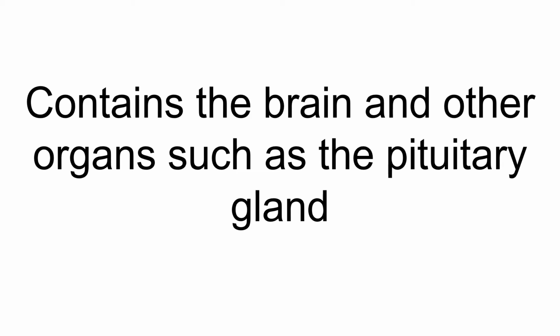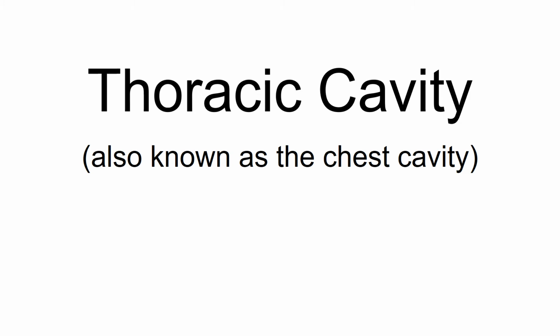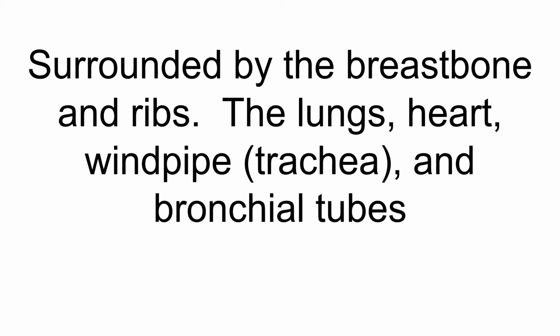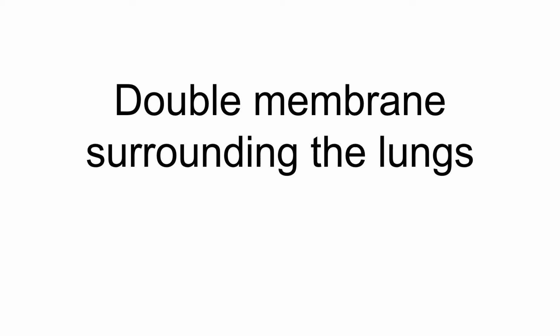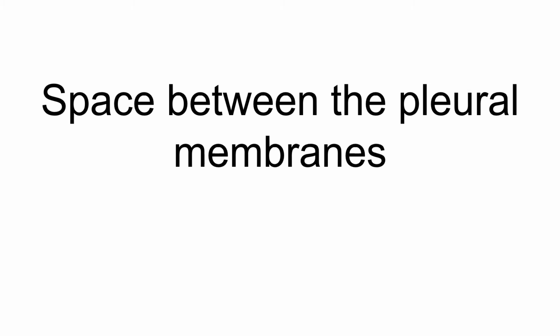Then we have body cavities and organs. We have the cranial cavity that contains the brain and other organs, such as the pituitary gland. Thoracic cavity, also known as the chest cavity, is surrounded by the breastbone and ribs. The lungs, heart, windpipe, trachea, and bronchial tubes are included in the thoracic cavity. The pleura is a double membrane surrounding the lungs. The pleural cavity is the space between the pleural membranes.